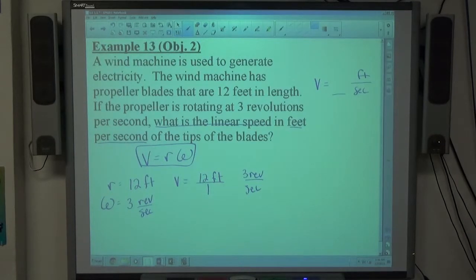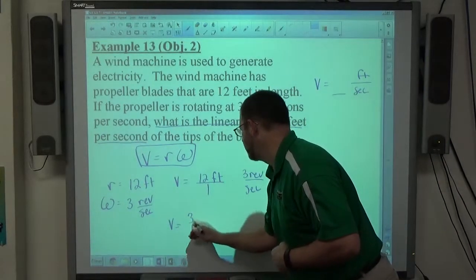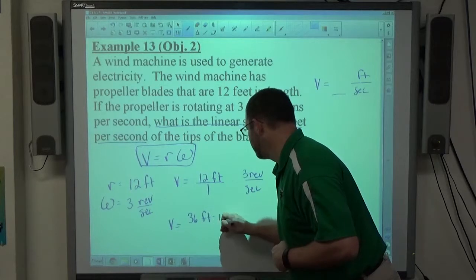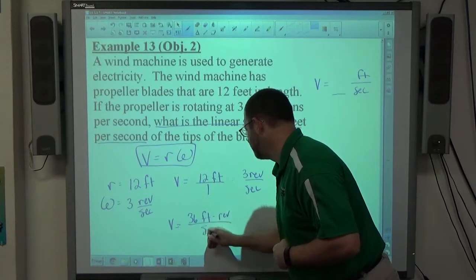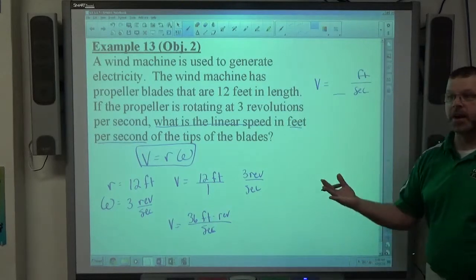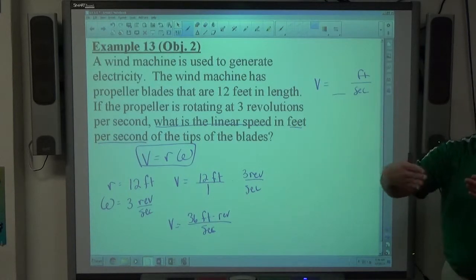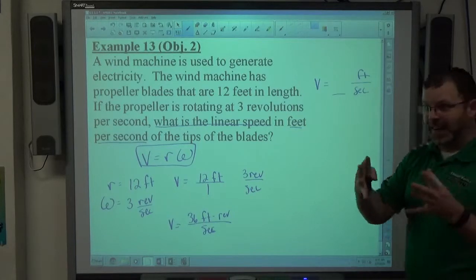Okay. And the type of unit you're going to get initially on these linear velocities is going to look like this. When I multiply those out, I'm going to get 36 foot revolutions per second. Unless you're already in radians, then you can throw it out right away. But if you aren't, that's what you usually get. Foot revolutions per second, foot degrees per second. You're going to get some unit of length and unit of angular measure together.